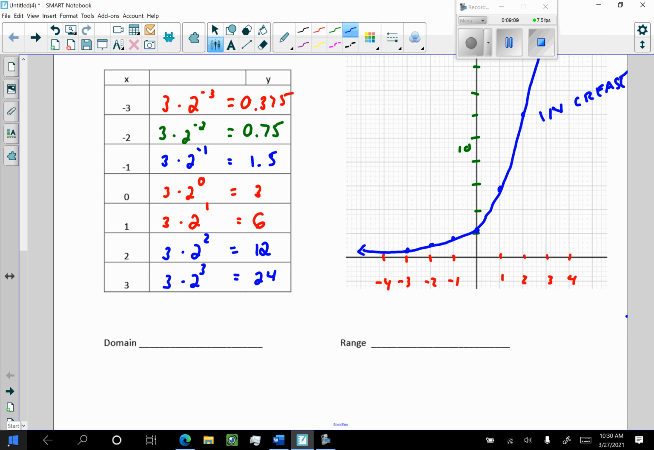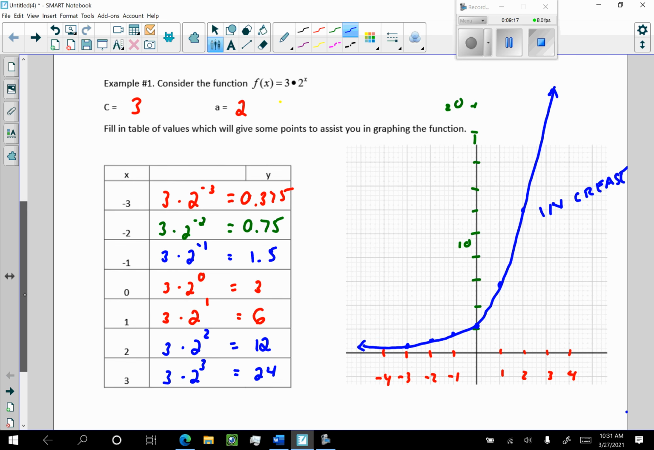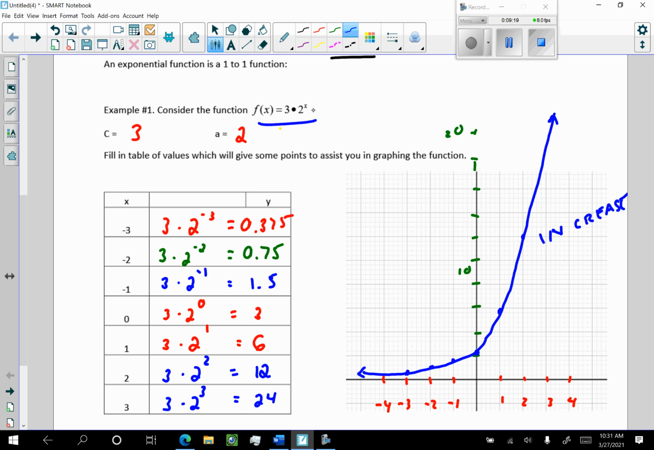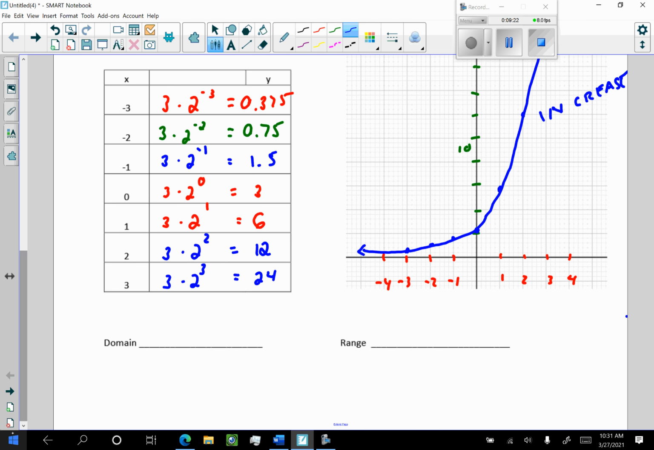And down the road, maybe this year, but I know next year, we will determine why the range. This particular function never will get below the x-axis. So we say the range here is y is going to be greater than 0. And the domain, of course, is all real numbers. I can put anything in. Okay, so that's our first example. Let's go to example number 2.